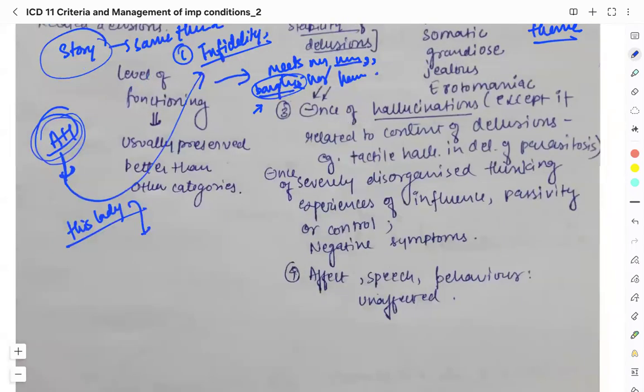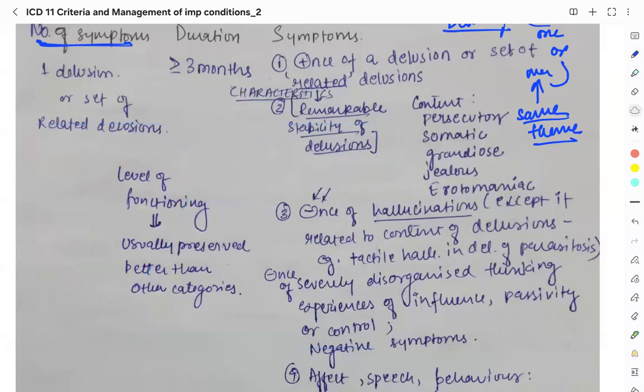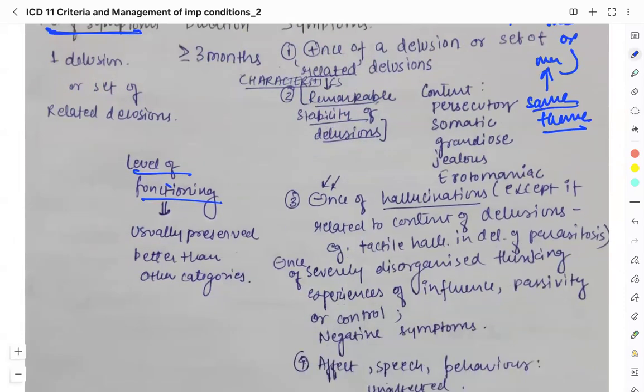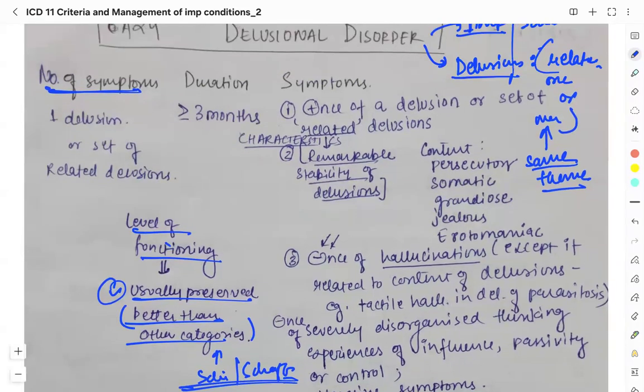So this is very, very important in delusional disorder. Whenever we take the history in delusional disorder, we have to understand that the story is the same, but it is not the same in case of schizophrenia. Another factor is the level of functioning. Level of functioning is usually preserved and better than the other categories, that means schizophrenia or schizoaffective disorder. They will be able to do their day-to-day activities.